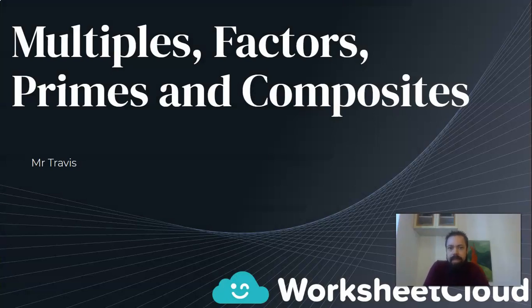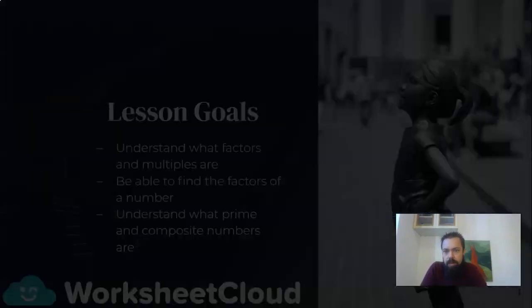Okay, on to today's lesson. Multiples, factors, primes, and composites. This is really just 4 words that refer to things in math that we need to understand. And yeah, so first we're just going to go through what multiples and factors are, and then how to find factors, and then we'll look at what primes and composites are, or prime numbers and composite numbers.